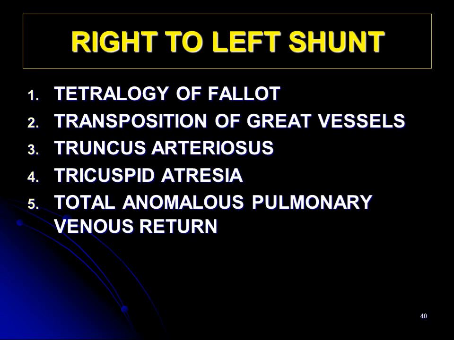Right to left shunt anomalies are a group of congenital heart diseases that cause cyanosis early in the postnatal life. Hence, they're also called cyanotic congenital heart disease. There are 5 congenital heart diseases belonging to this category, and they are tetralogy of Fallot, which is the most common, the transposition of the great vessels, truncus arteriosus, tricuspid atresia, and total anomalous pulmonary venous return.